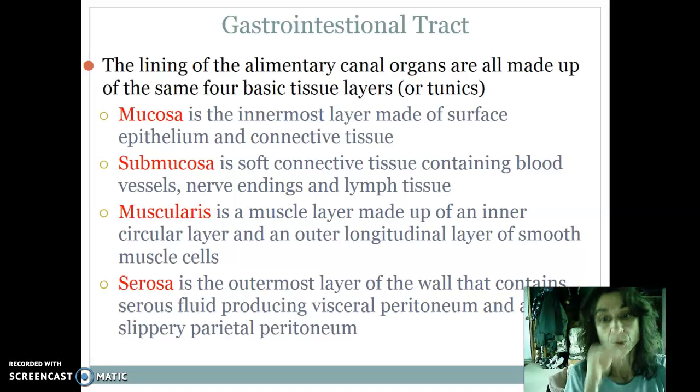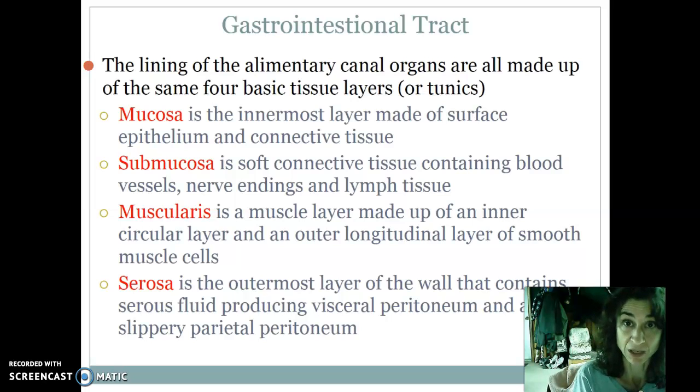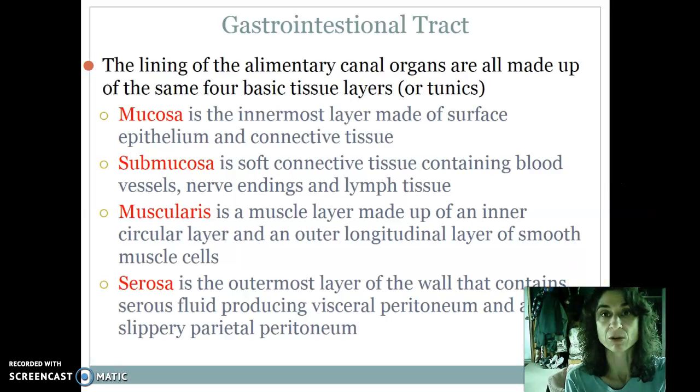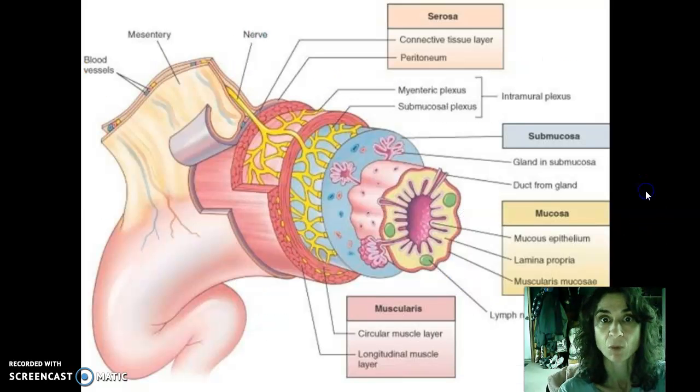Okay. So again, this has 2 layers, just like the pleura, just like the pericardium. There's the visceral peritoneum, which would be the inner layer of the serosa, and then there's the parietal peritoneum, which would be the outer layer of the serosa. And just like the lungs have the visceral pleura and parietal pleura, this is the same type of layout.